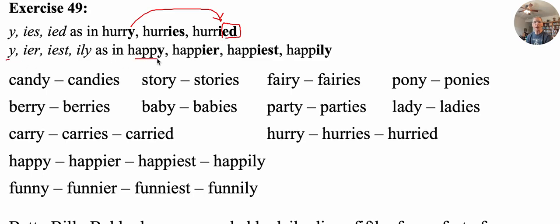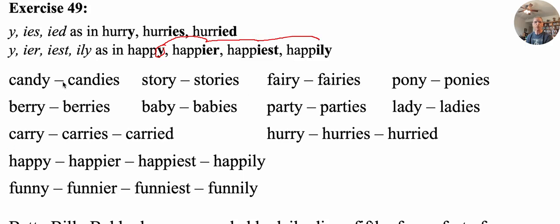Now with happy, we have happy. Again, notice the doubling of the consonant to keep that A short. Happier, happiest, and happily. And so in all of these endings, the comparative endings there, and the adverb ending on the end here, the last one, happily, the Y there becomes an I in each one of those.